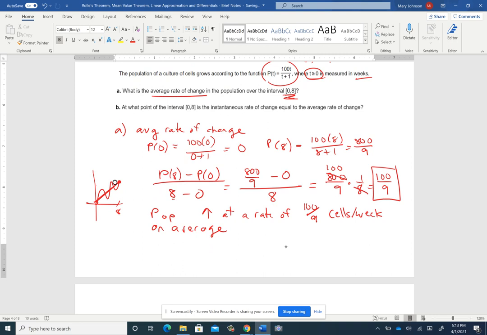And then the mean value theorem says there's going to be some spot on the actual function. This is not it. It's not going to be a polynomial, but there's going to be some spot on the actual function where this average rate of change equals the instantaneous rate of change. And your job is to find that. So with part B, what you do is you take the derivative. So you find P prime of t.